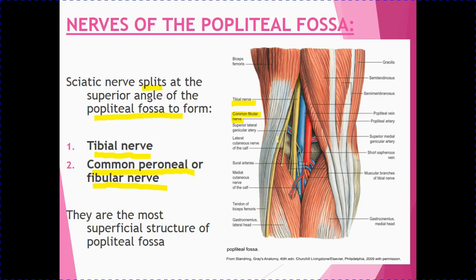So which was the deepest structure? Remember, it was the popliteal artery. The popliteal artery is the deepest structure and the most medial structure. Then you have the popliteal vein, then you have the tibial nerve. Artery, vein, tibial nerve: this is the sequence from the medial side.